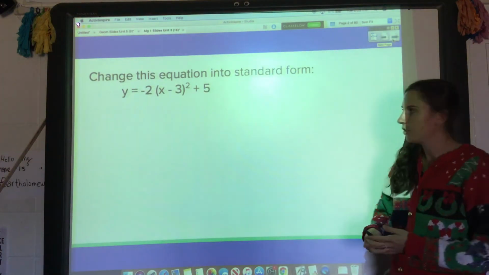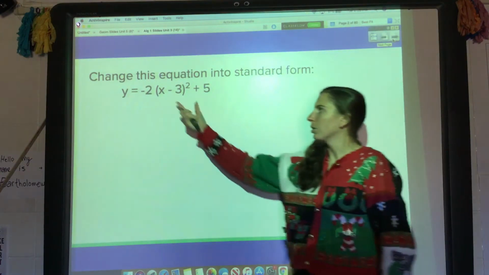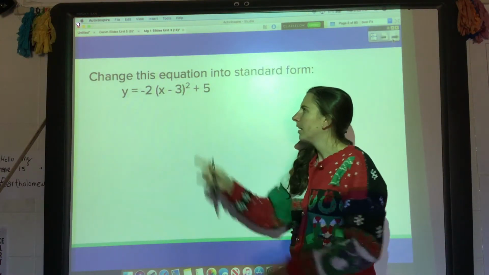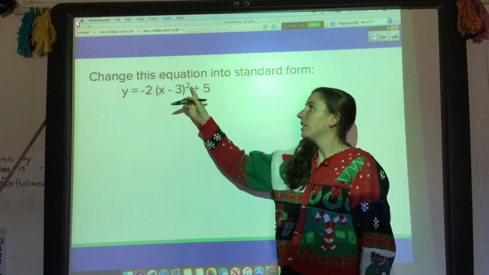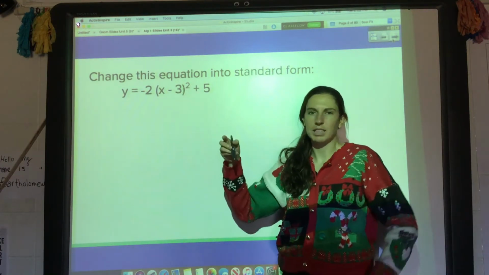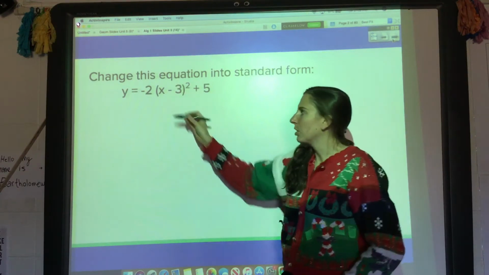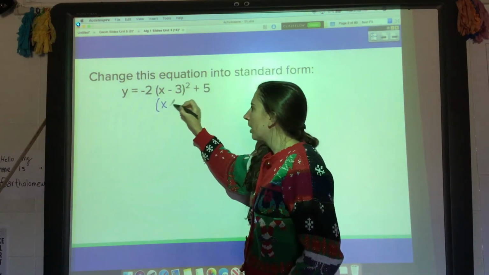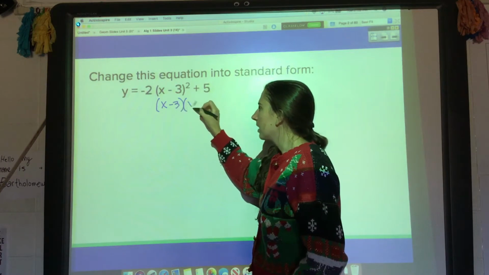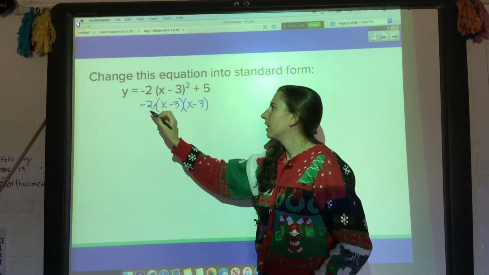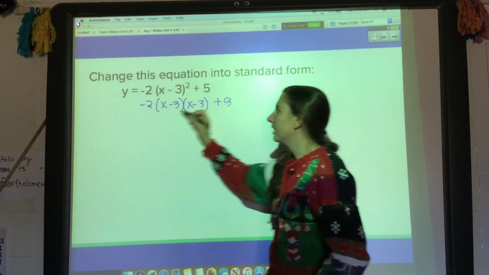Remember, order of operations does apply, so parentheses happens first, meaning x minus 3 is kind of stuck together. Then exponents. I cannot just square both of those. That's not the full answer. To square this, squaring something means multiply it by itself. So I'll do x minus 3 times another x minus 3. Keep the negative 2 in front, keep the plus 5 on the end.